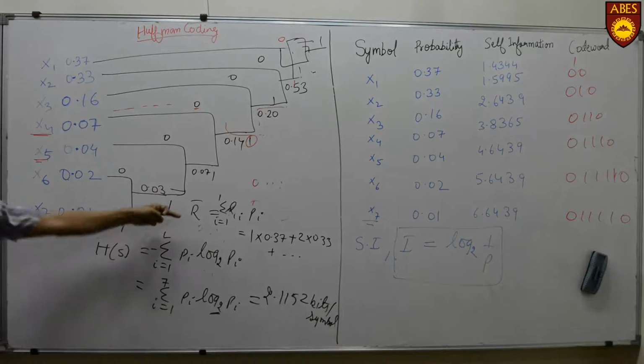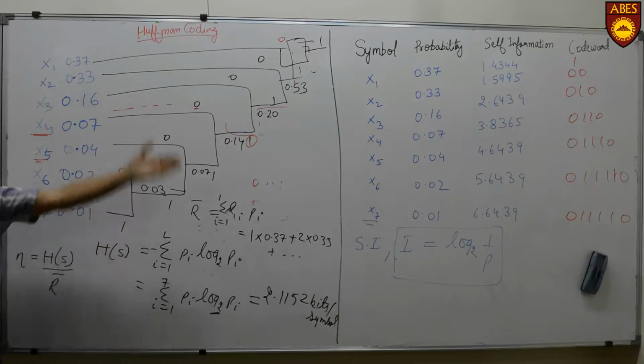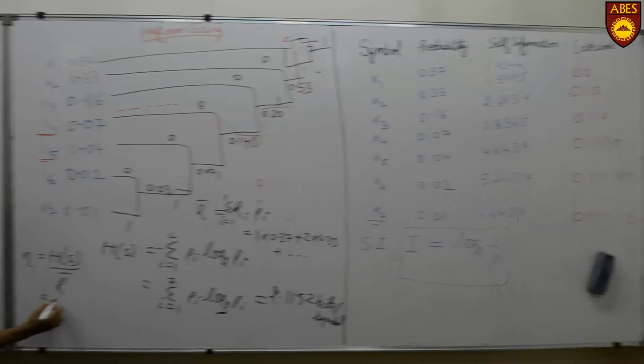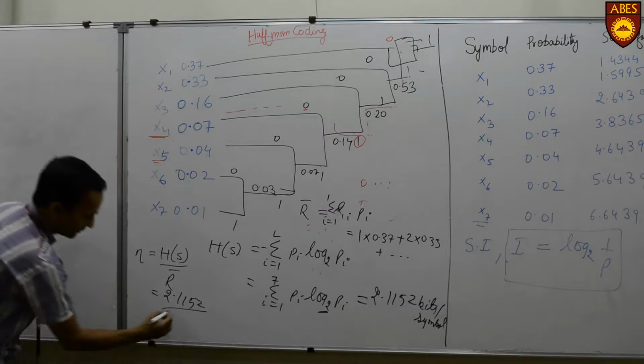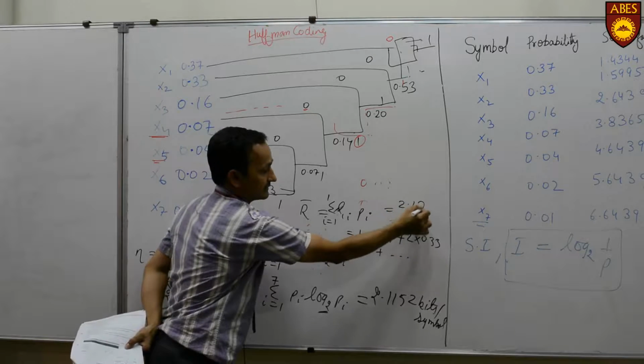Now what do we have to do to calculate the efficiency? For calculating efficiency, we divide the entropy by R bar, which is the average code word length that I had used to encode these symbols. That will be 2.1152 divided by 2.17. This 2.17 I had calculated for this R bar.